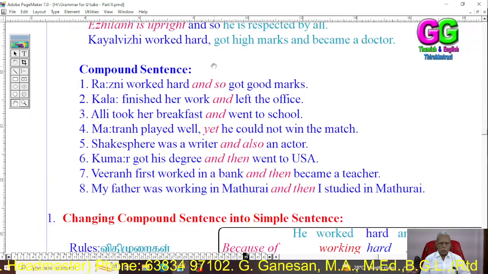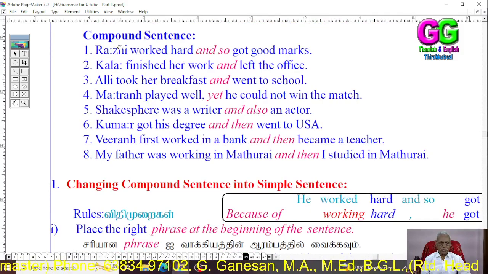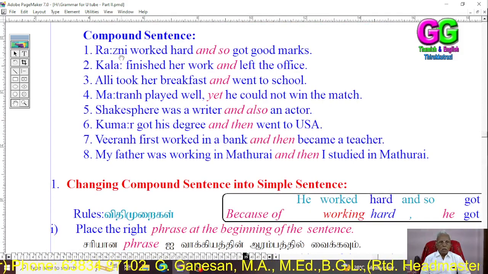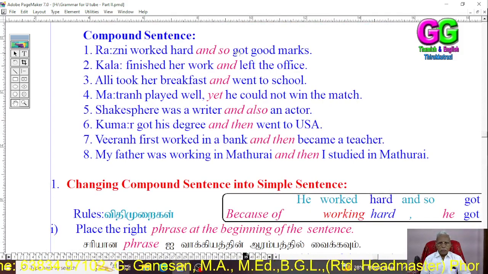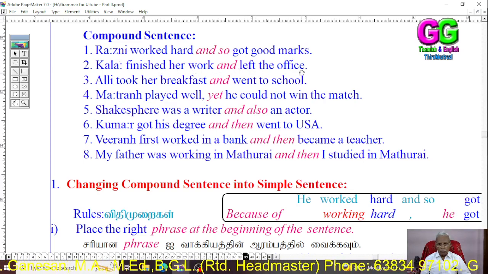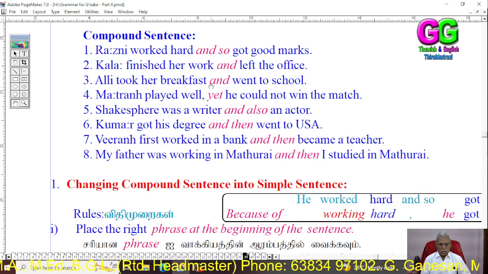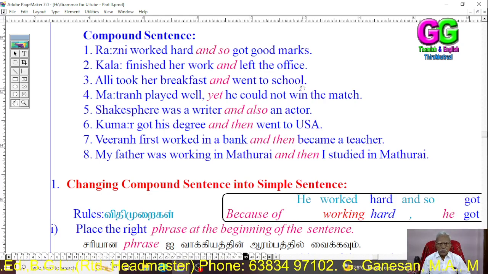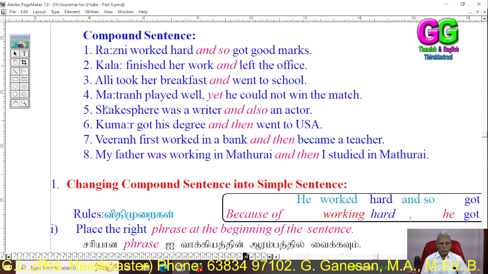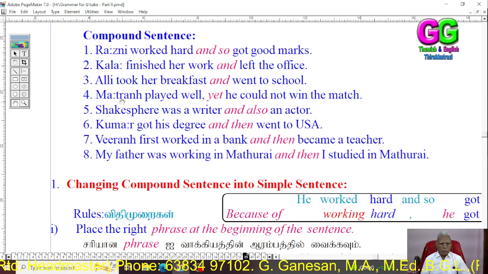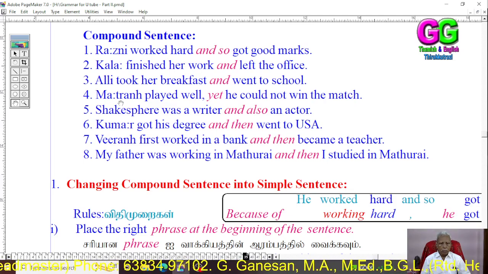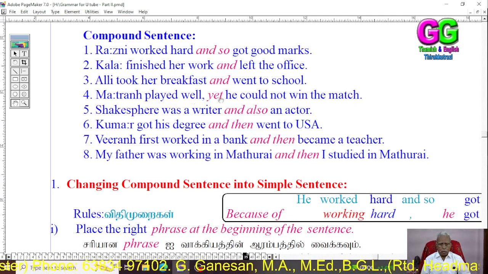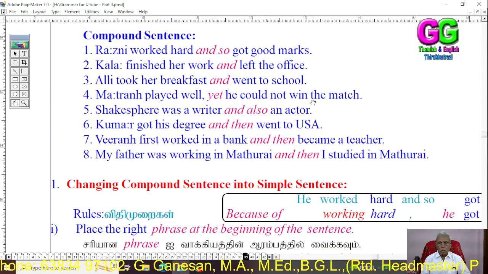We can say either way. See some examples. Compound sentence. Ronnie worked hard and so got good marks. Tala finished the work and left the office. Ali took her breakfast and went to school. Moran applied work, yet he could not win the match.